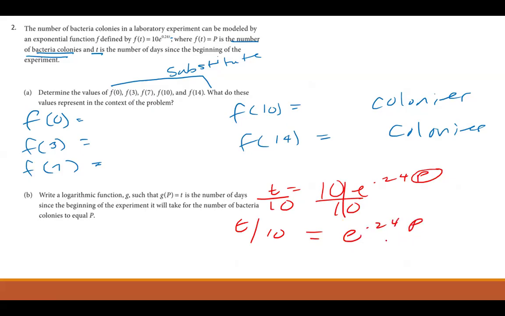All right, we're down to the exponent. What is the inverse operation of base e? ln, natural log. So I'm going to take the natural log. This is your natural base. In order to get rid of the natural base, you have to use the natural log. And what that does is cancel this out, and I'm left with 0.24p.